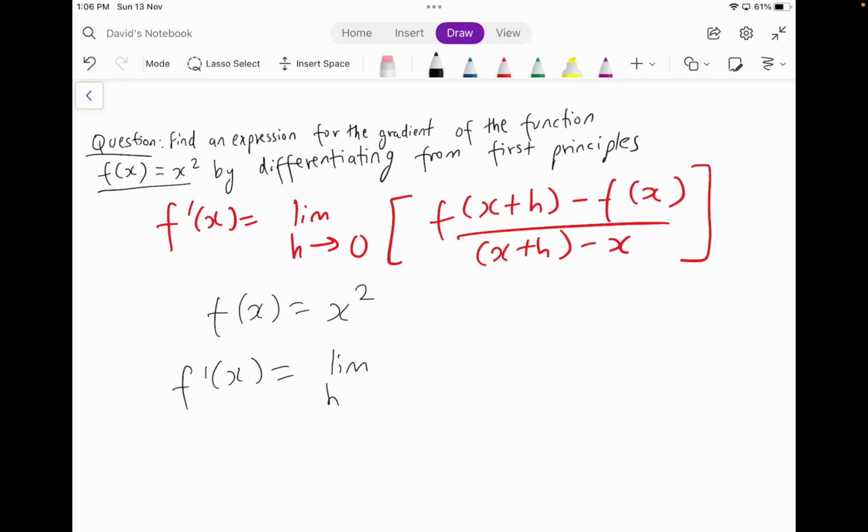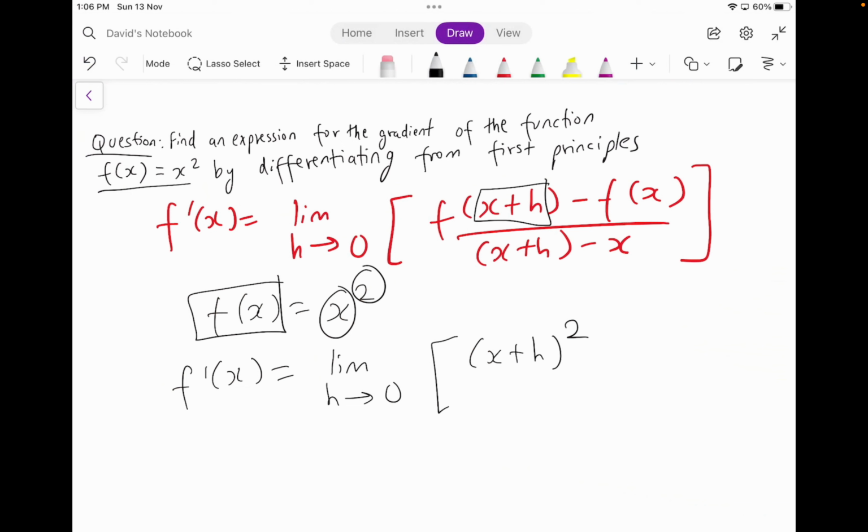By the way, do write lim h, the limit as h tends to 0. Do write it in all the cases when dealing with this. I'm going to put it in brackets, and it's going to be (x + h) squared. The reason we're squaring this is that f of x is x squared, so whatever value is in f of x, that is x plus h, x has to be squared.